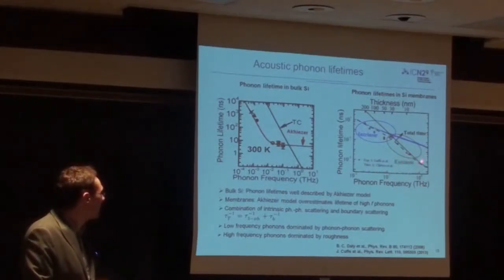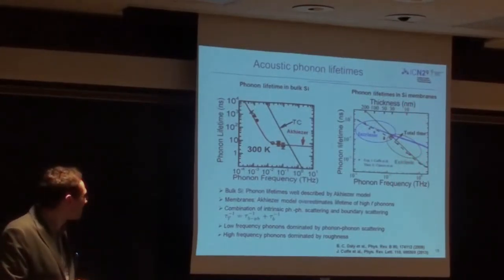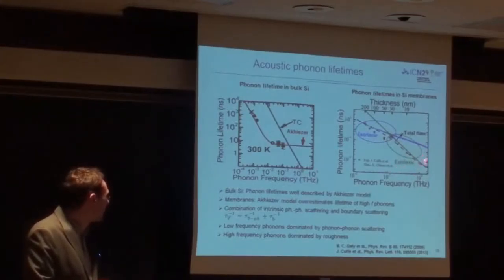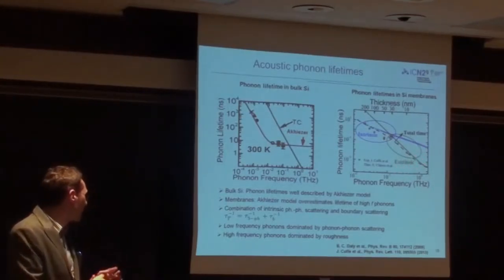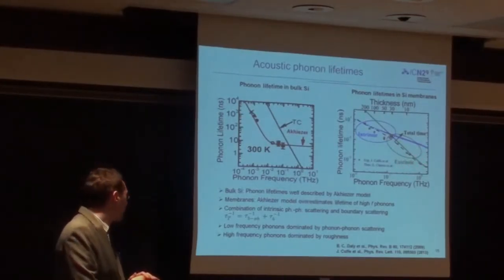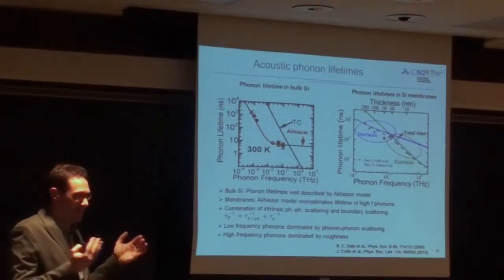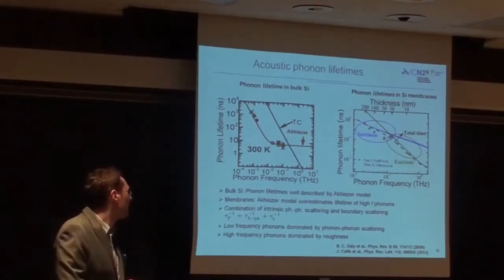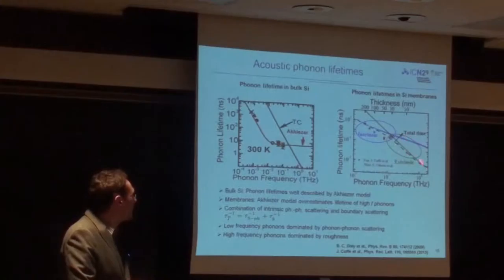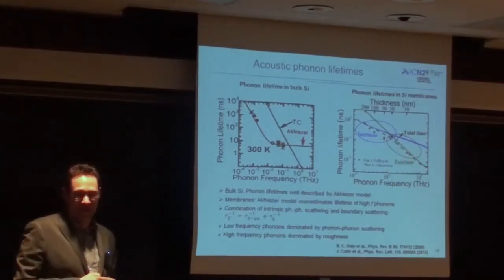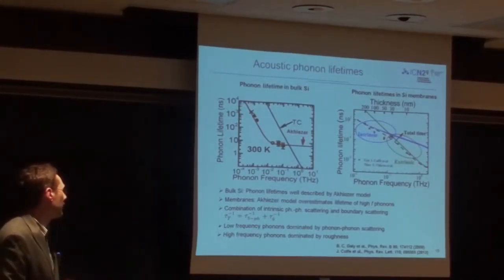So that means that you're getting here in the range of 10 nanometers, and in the range of 500 gigahertz or so, and in this range the phonons start to see the roughness and of course the spatial confinement, and that is the main limitation to the phonon dynamics in this kind of higher frequency range.